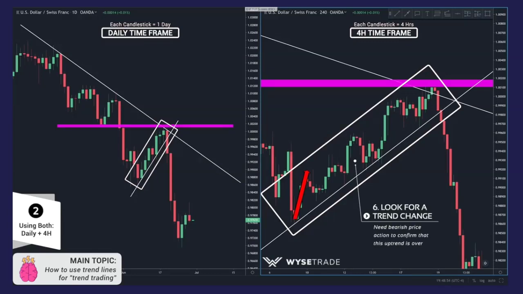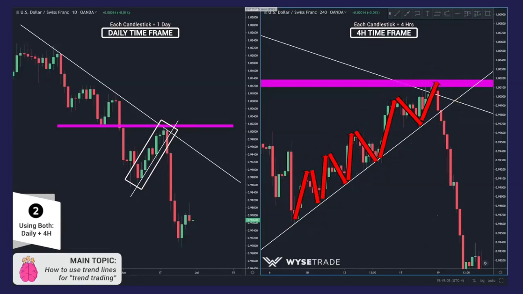You have a run, a pullback, a run, a pullback, a run, a pullback, a run, a pullback, a run. This is your clear uptrend because price is making higher highs and higher lows. So here it is. Price then broke the short-term trend line, which is your bearish signal number 1, and then makes a lower low, your bearish signal number 2.